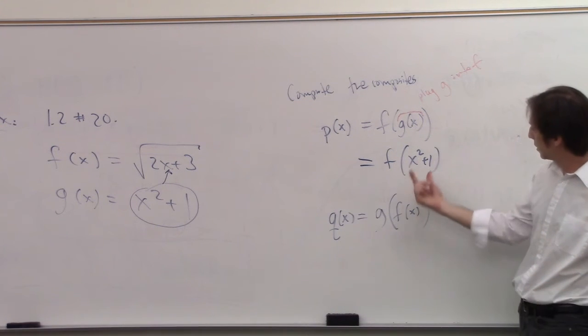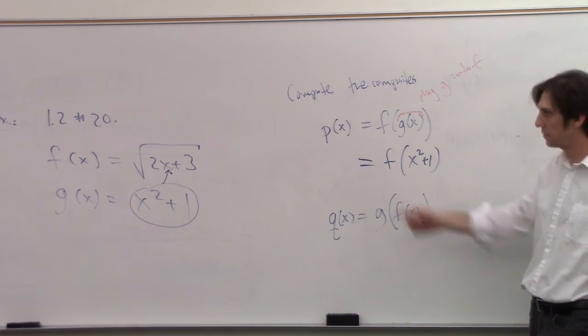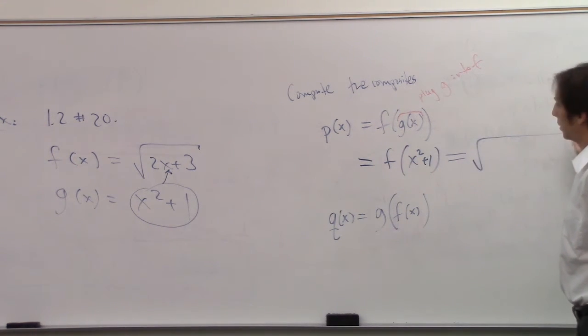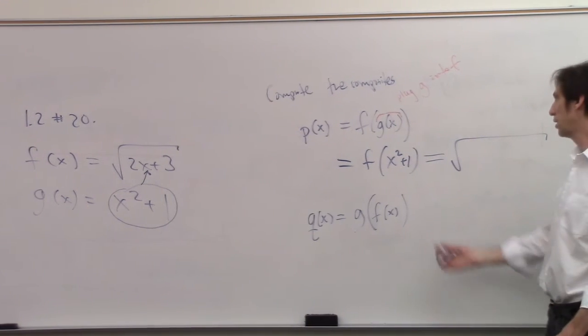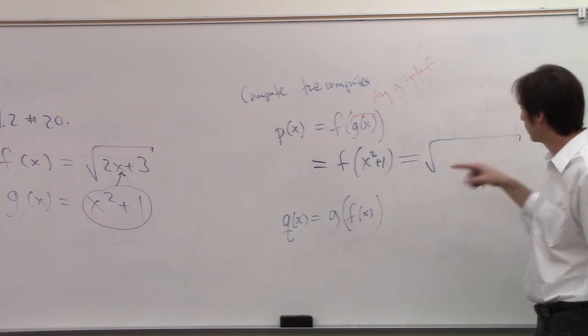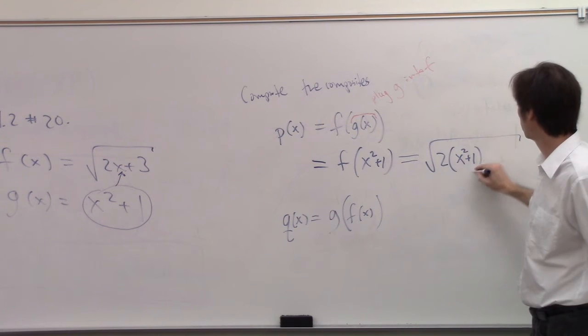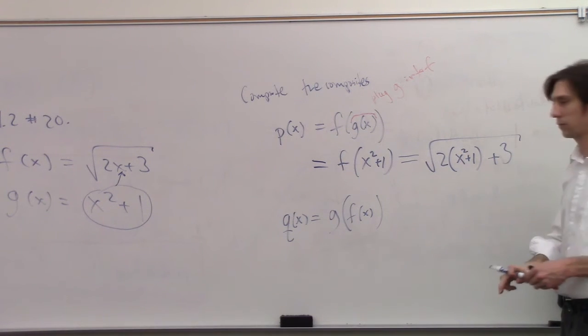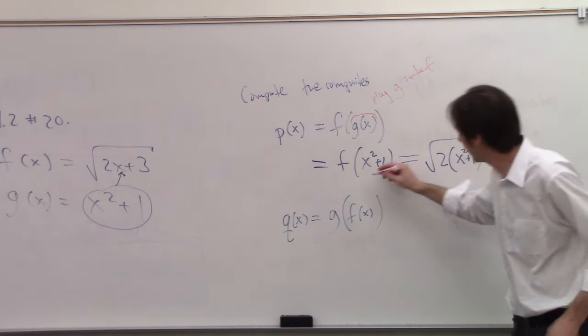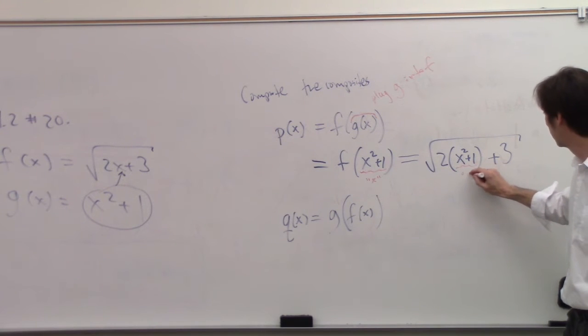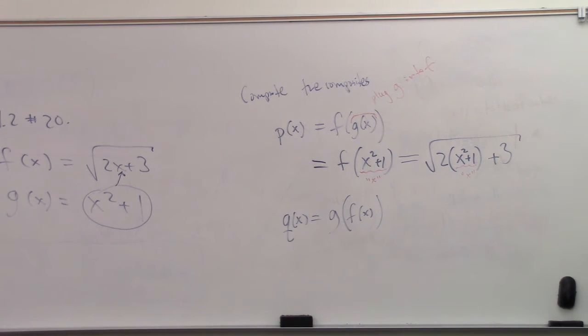I'm taking x squared plus 1 and sticking it inside f. Because I have a formula for f, I know how to do this. Wherever I have an x in the f formula, I have to plug in the function g. And so it becomes the square root of 2 times the quantity x squared plus 1, and then plus 3. I'm thinking of this x squared plus 1 as my x, so to speak, my input. So that's the answer. This is what p of x equals.